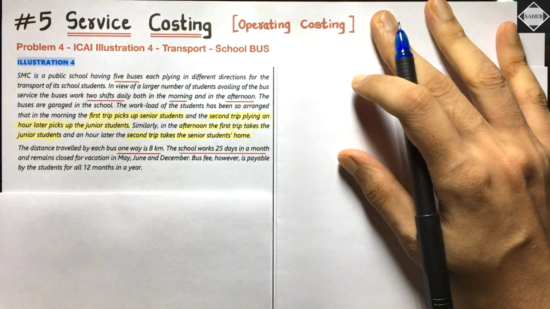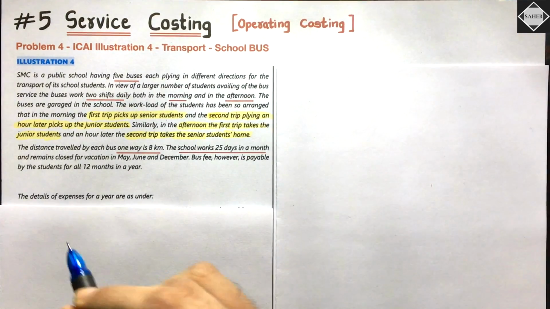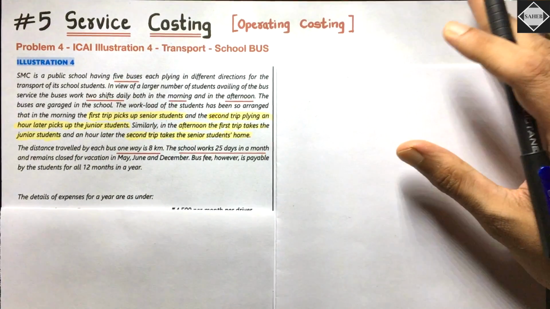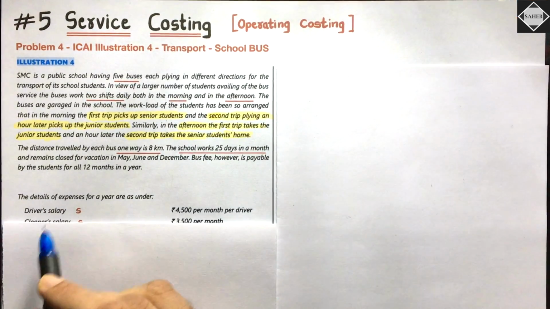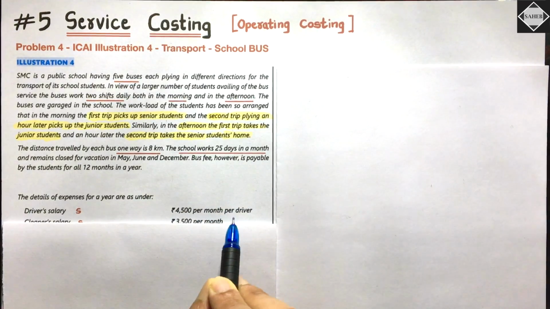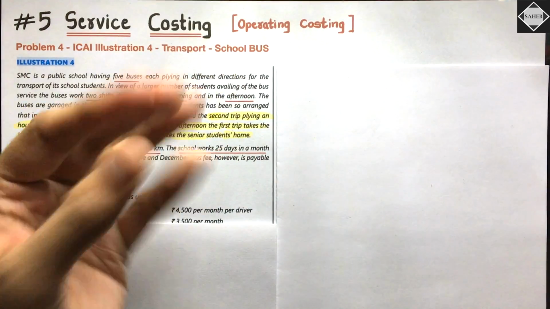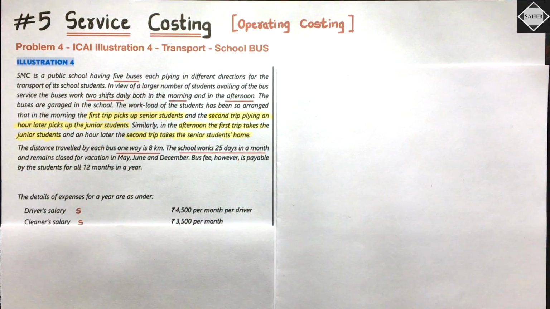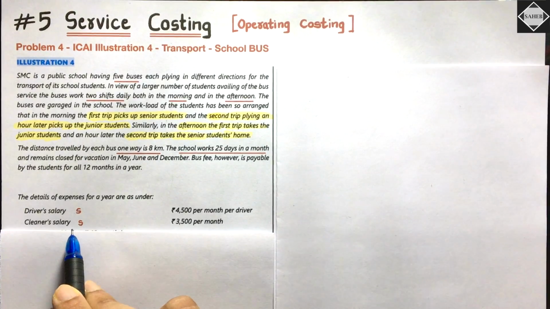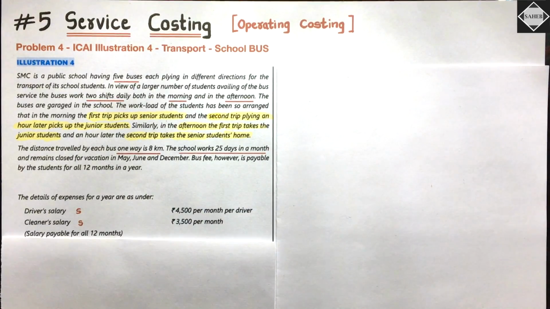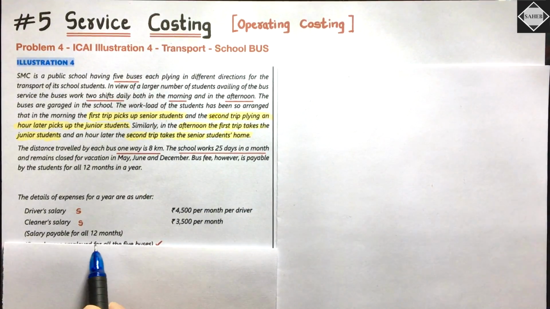Then let's just move on. See here, they have given us the details of expenses for a year as under. First they have said driver's salary. You all know it's a standing charge. 4,500 per month per driver. You all know 5 buses are there, 5 drivers are needed, isn't it? Okay, simple. We can easily take it. Cleaner's salary, then they are saying how much? 3,500 per month. Salary means what? If it's on a monthly basis, it's a standing charge only, right? Then they are saying salary payable for all 12 months.